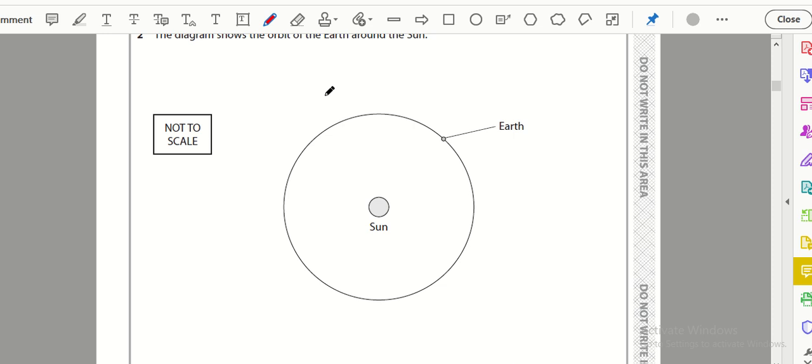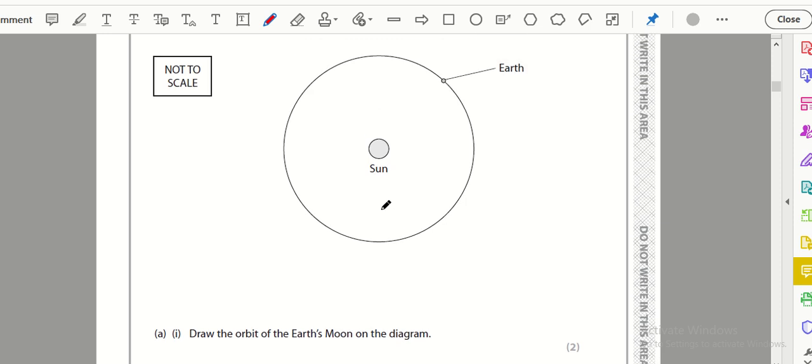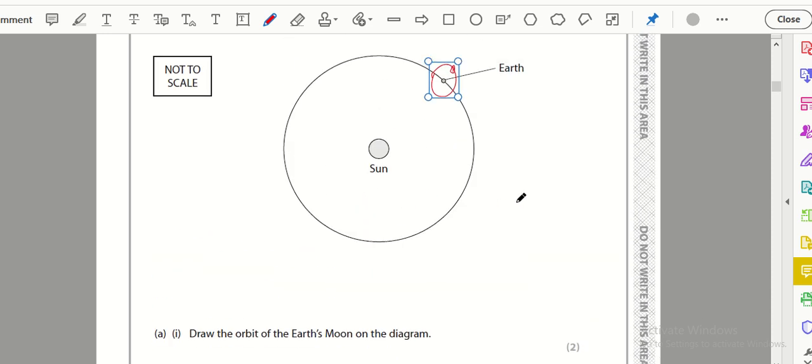The diagram shows the orbit of Earth around the Sun. Draw the orbit of Earth's Moon on the diagram. It will be a circle, and here is the Moon. Certainly you should make the size less than the Earth. Draw the orbit of a comet on the diagram. A comet has an elliptical orbit whose focus is at the Sun.